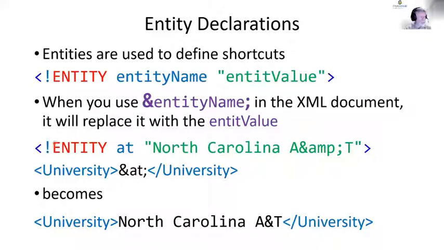I use an example down here. I've got an entity AT. AT is the name, and it's going to replace that with North Carolina A and T. By the way, this, of course, is the HTML encoding for an ampersand. So someplace in the data, I could put ampersand AT semicolon, and that becomes North Carolina A and T in the data. This is particularly useful. It's a shortcut. If you are going to write that frequently and you don't want to type it in frequently, you can put that there. It also allows you to change it later and change it in every place.